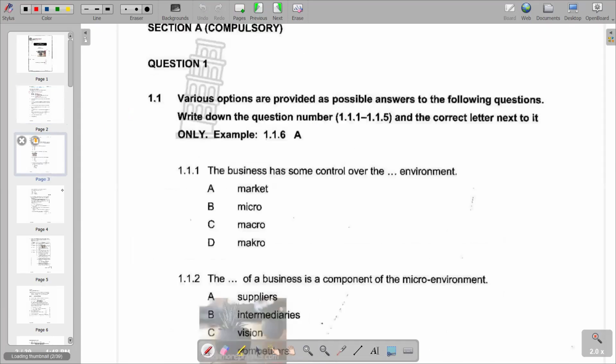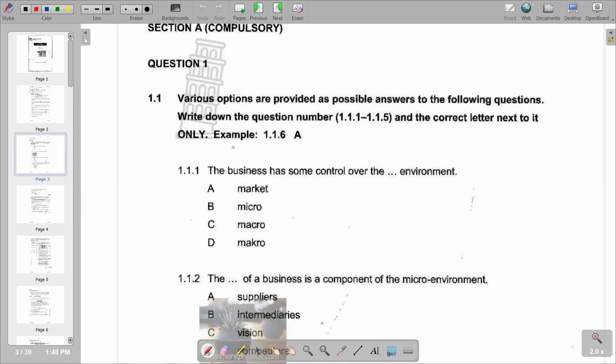So I'm moving on to our first question, which is obviously section A, which is going to be compulsory. So our question one reads, various options are provided as possible answers to the following questions. Write down the question number, that is question 1 to 5, and the correct letter next to it. So this is what we have in terms of section A.